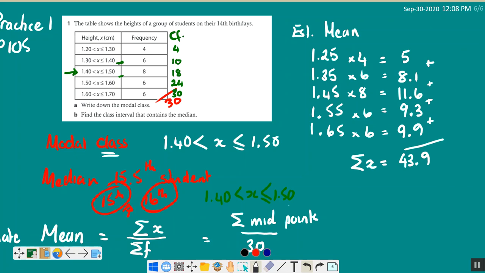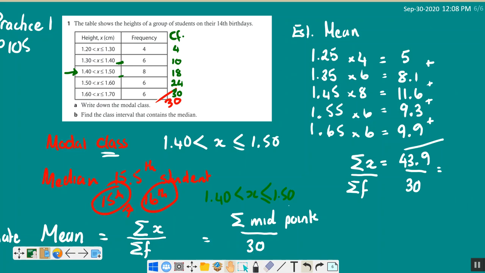So we've multiplied, we've just added them up. That's basically what we've just done there. Don't forget, that's just adding up all the numbers. That's adding up 30 different numbers. It just so happens that 4 of them were all 1.25, 6 of them were all 1.35, but it is just adding all the numbers up together. So when we add all those numbers, we end up with 43.9. Right? We then have to divide by the sum of the frequency, which is 30.